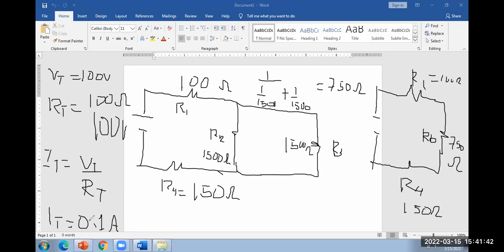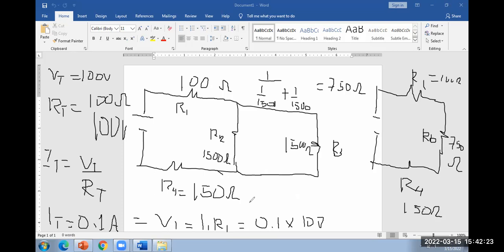Tapos pag ganyan, pwede mo nang kunin yung individual na current. Individual voltage, V1 is equivalent to I1 R1. O, di ba? So, 0.1 times 100 ohms. Ilan yun? 0.1 times 100 is equivalent to 10. Tapos ganun din, V2, I2, R2, V3, I3, R3. Yan lang. Masosolve na natin lahat. Okay?